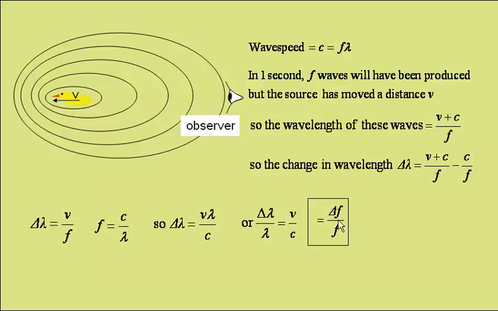We can also write that the change in frequency over the original frequency is equal to the object speed over the wave speed, but this only applies when the object speed is much less than the speed of the waves. This will be the case in A-level problems.